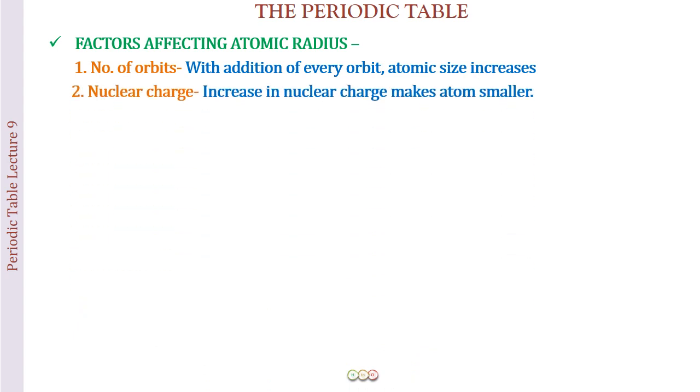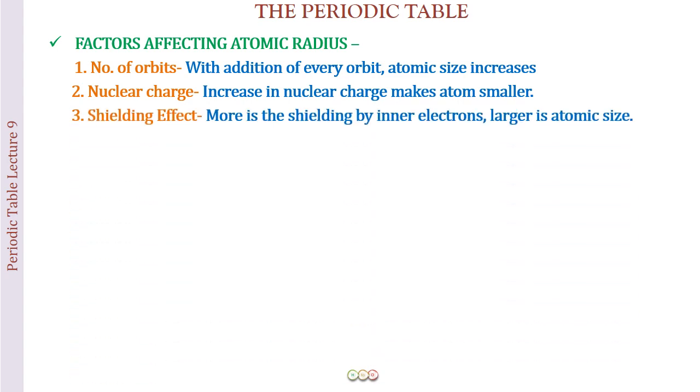So the second factor we have is the nuclear charge. Increase in nuclear charge makes the atom smaller. Why? Because nuclear charge means the number of protons. So number of protons is increasing. This means that the nuclear charge is increasing, meaning that the attraction towards the electrons is increasing. The electrons are going to be pulled closer to the nucleus, making the atom smaller.